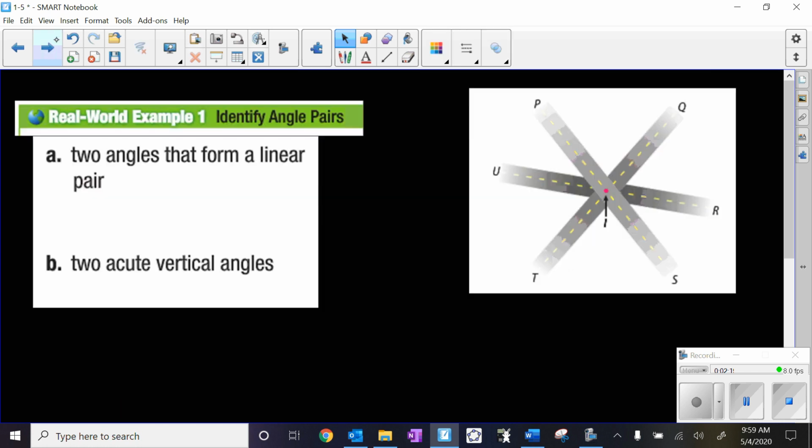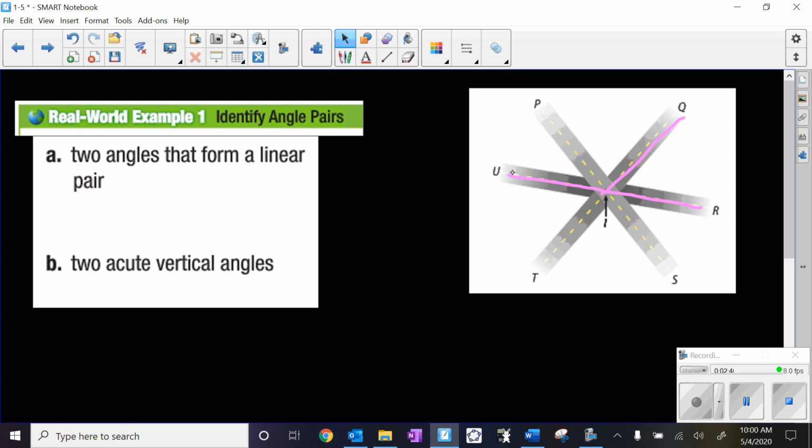Okay, so let's look at an example. Letter A, two angles that form a linear pair. There are a bunch of them. Remember, a linear pair, we're looking for a straight line. So I'm going to draw in a straight line in here. You can pick any one of them, and then I'm going to make this one. Okay, that looks like a linear pair.